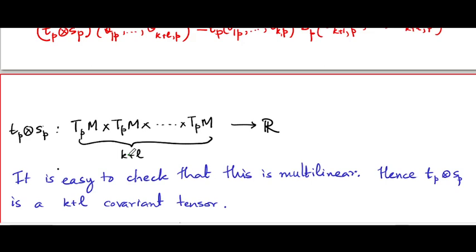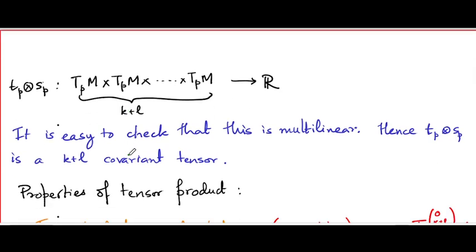The only thing you have to be careful about here is when you change one of the input vectors to a linear combination, it will be either one of the first k or the next L. So either TP will get it as an argument or SP will, never both at the same time. And from that point on, once you appreciate that, the rest is going to be very trivial to check. So this really is a k plus L rank covariant tensor.